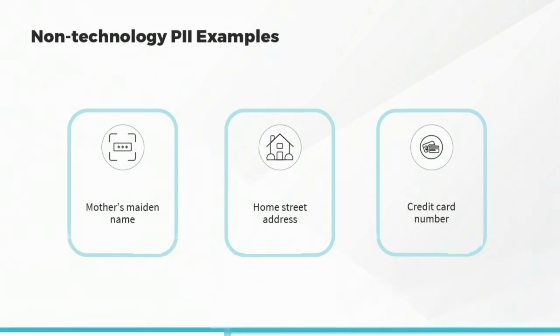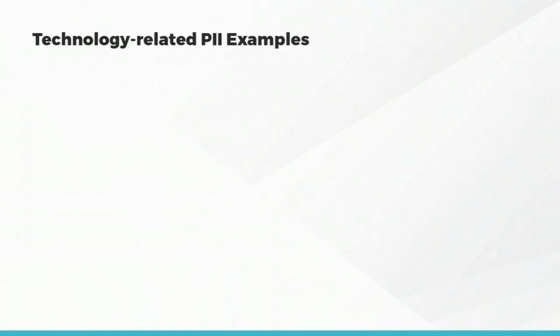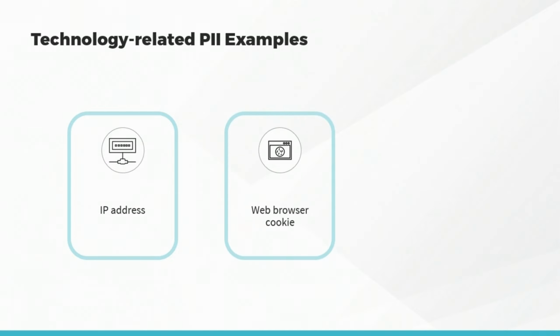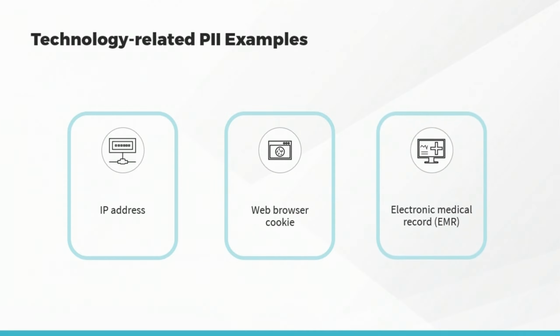On the technology side of things, PII examples would be your IP address. In the right context, your IP address can be considered PII. A cookie in a web application, where a browser might contain sensitive information for an authenticated session. In a trusted web application, an electronic medical record, otherwise called EMR, is sensitive information.